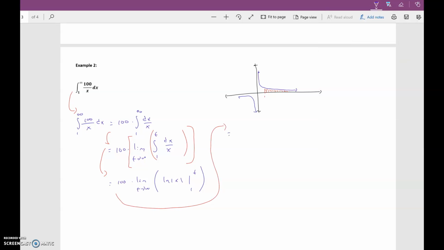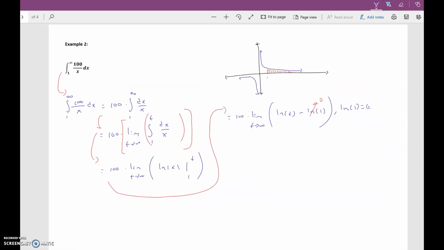So we're looking at 100 times the limit as t approaches positive infinity of the ln of t minus the ln of 1. And then good news, the ln of 1 happens to be 0. So in this case, the ln of 1 is equal to 0. You can verify that with your calculator. And then let me rewrite it.